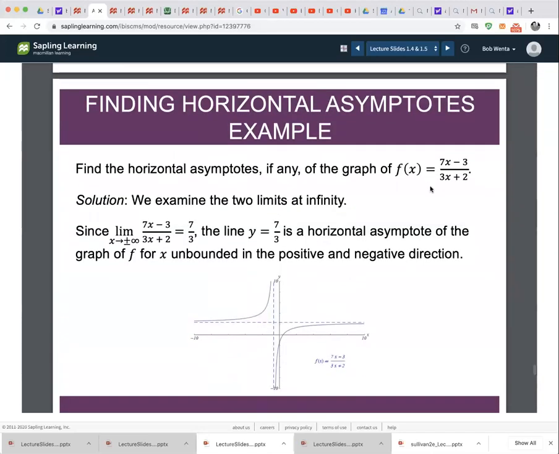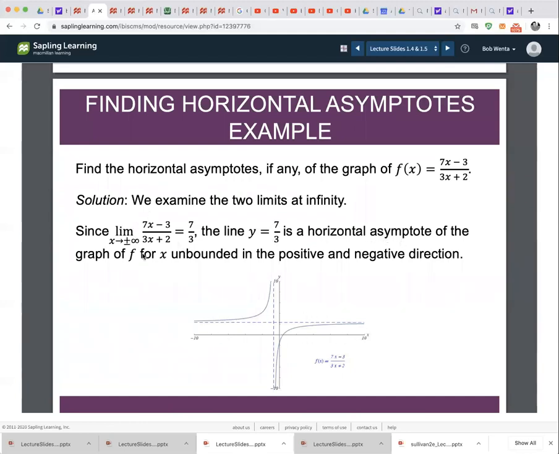You're only worried about the lead terms. This stuff goes away as you go to infinity. They become insignificant enough that all you're worried about is the lead term. So it turns out that you end up with 7x over 3x. The x's cancel. You've got 7/3. So the line y equals 7/3 is the horizontal asymptote.